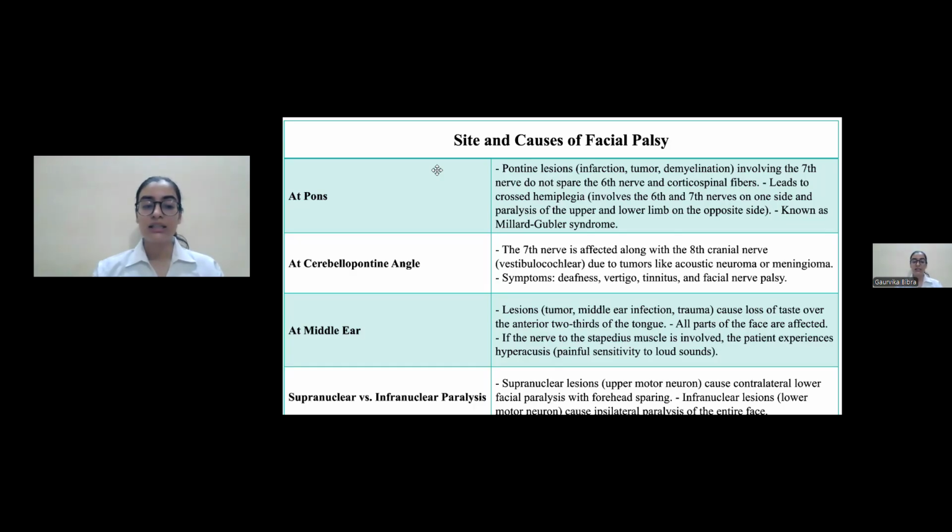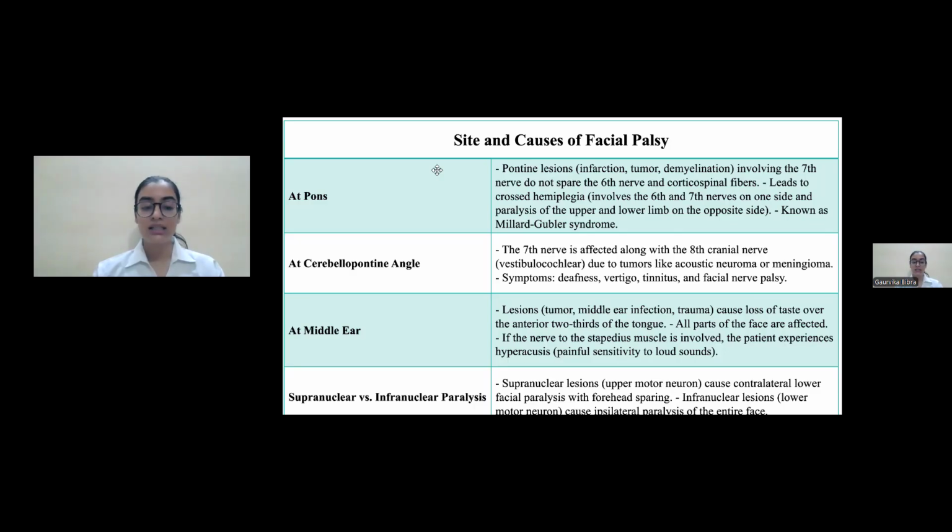If the lesion is at the cerebellopontine angle, it will affect the seventh nerve along with the eighth cranial nerve. Due to that, there could be tumors like acoustic neuroma or meningioma. Then the symptoms would include deafness, vertigo, tinnitus, and facial nerve palsy, obviously. At the middle ear, the lesion could cause loss of taste over the anterior two-thirds of the tongue. All the parts of the face are affected. If the nerve to the stapedius muscle is also involved, the patient experiences hyperacusis.